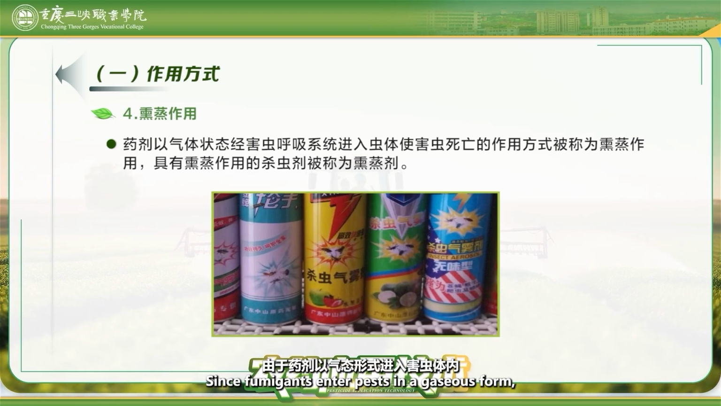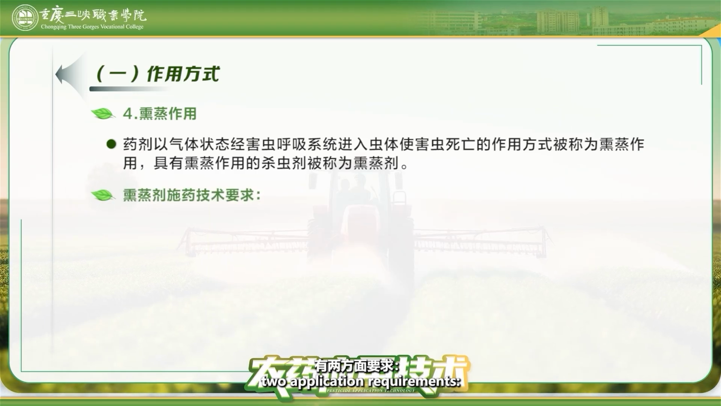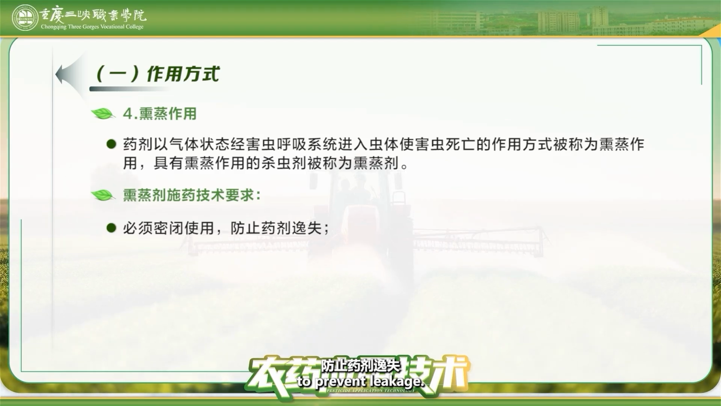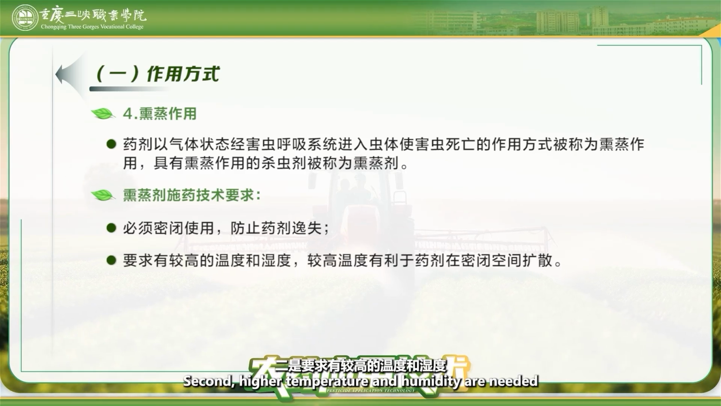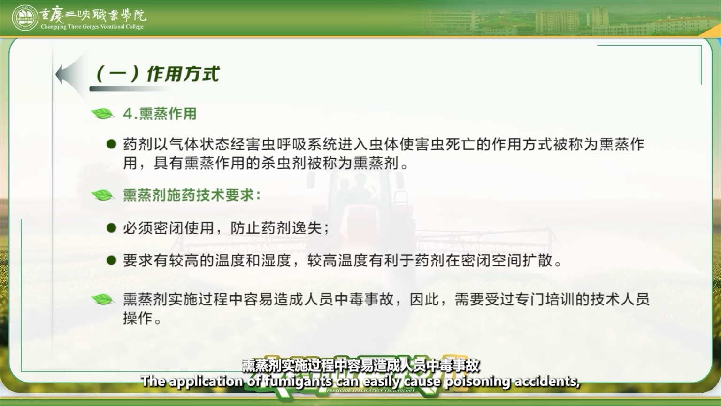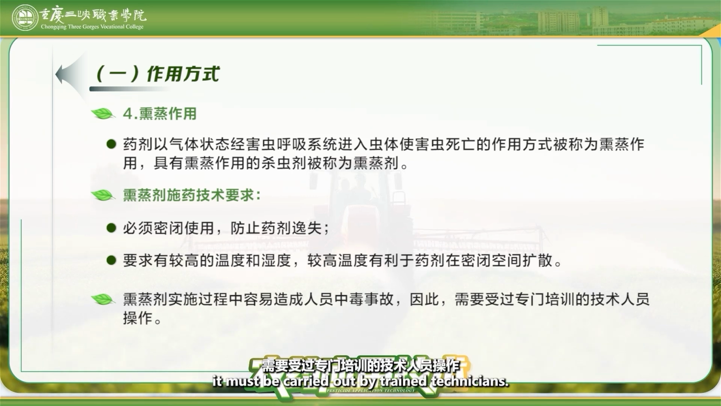Since fumigants enter pests in a gaseous form, they must meet two application requirements. First, fumigants must be applied in a closed space to prevent leakage. Second, higher temperature and humidity are needed to help fumigants diffuse better in a closed space. The application of fumigants can easily cause poisoning accidents, so it must be carried out by trained technicians.